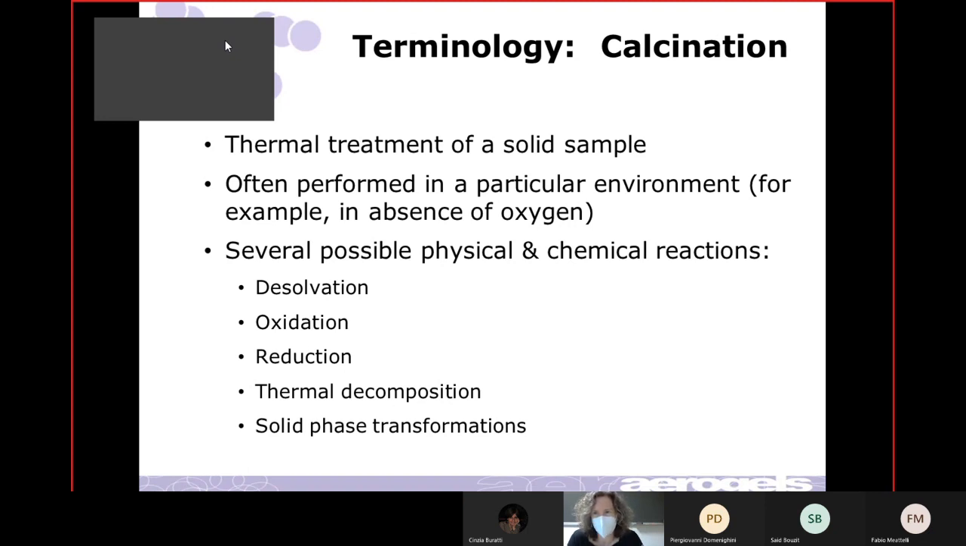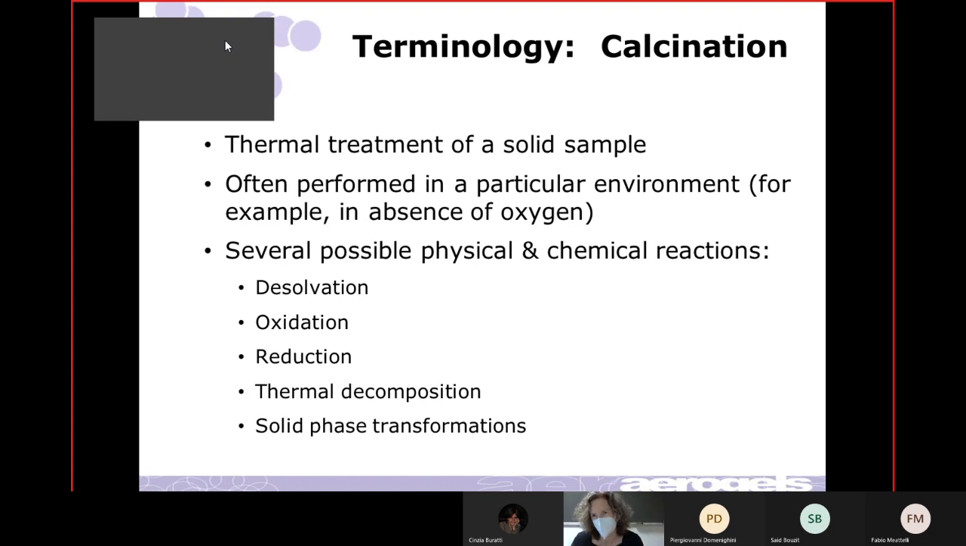It refers to thermal treatment of a solid sample. And it's often performed in a particular environment. So it might be performed in the absence of oxygen, or it would be specified calcination under ambient conditions in the air, or calcination in a helium environment or something like that.